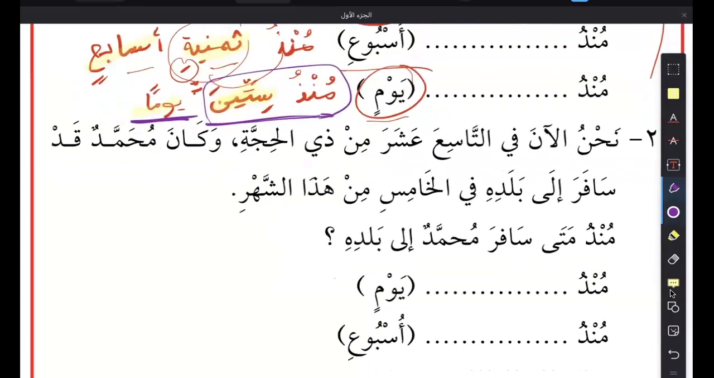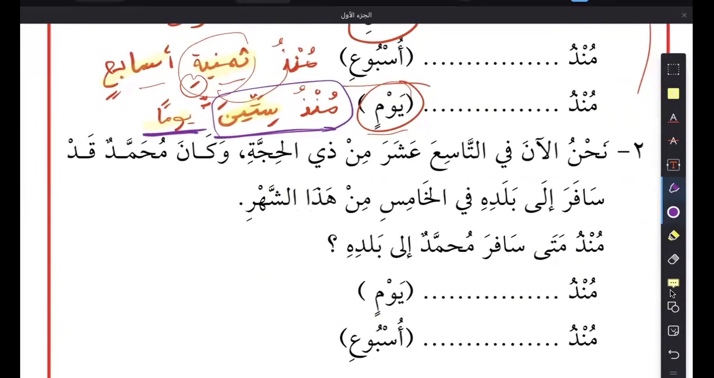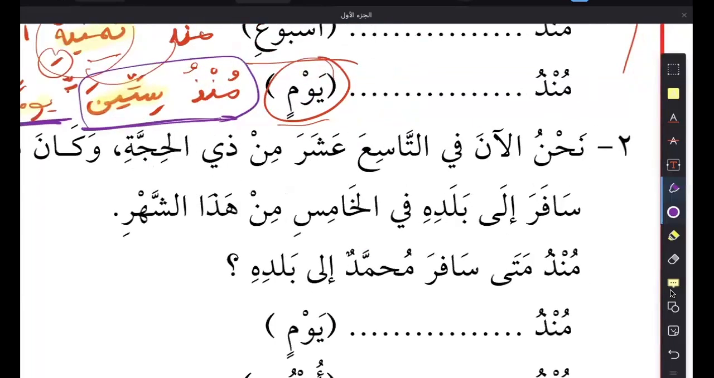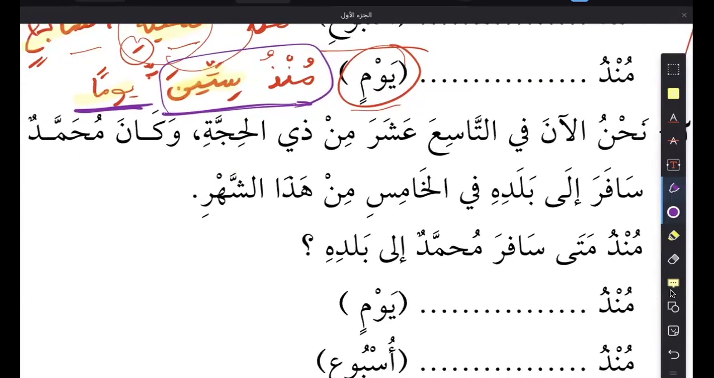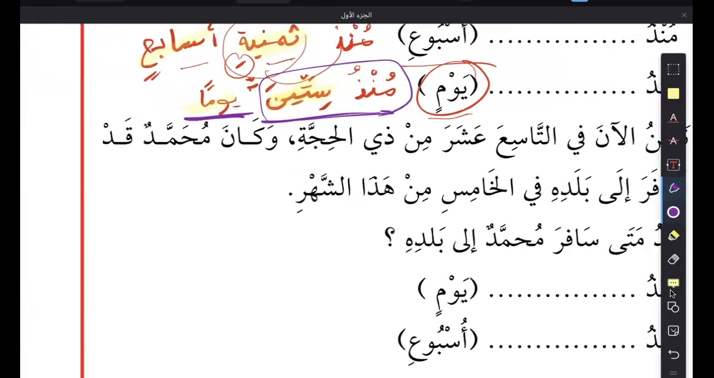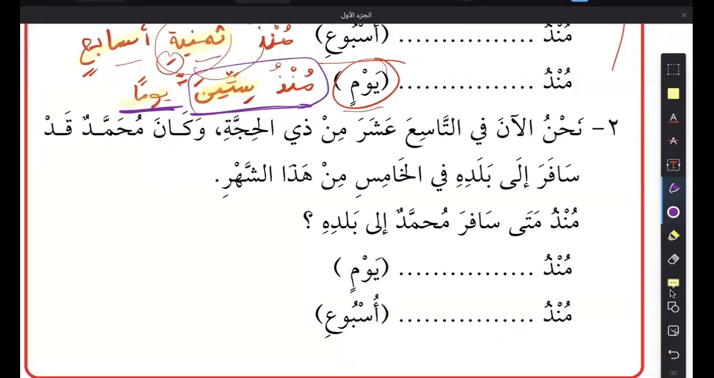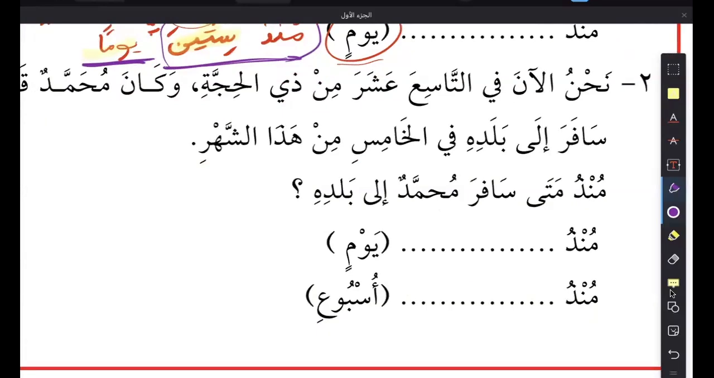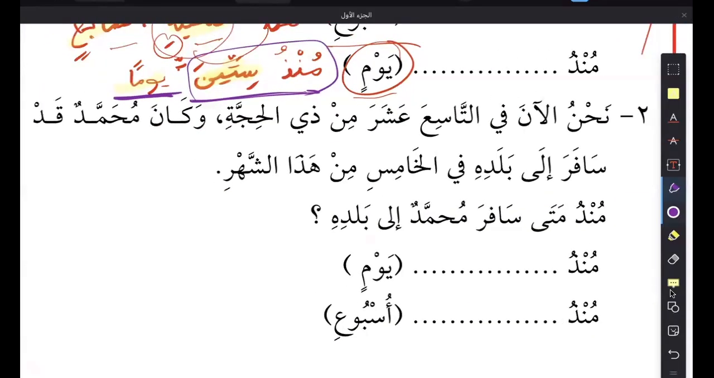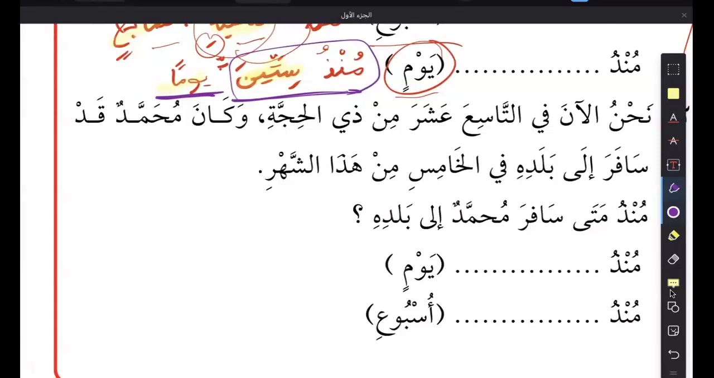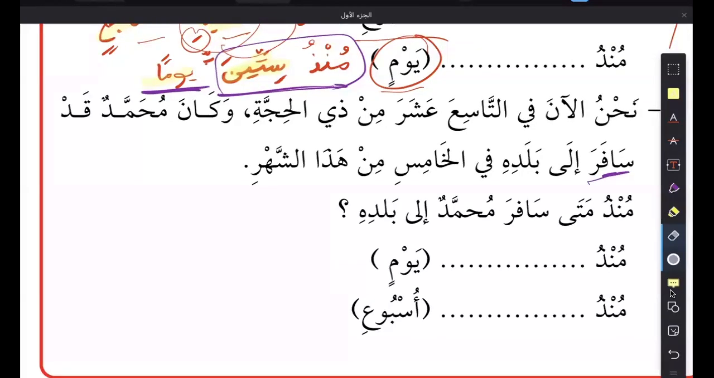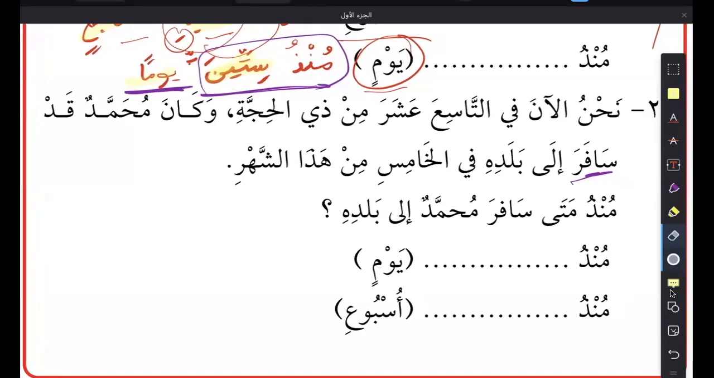So what we'll do is from here we'll probably skip. Maybe I'll just read a few of them and we'll not complete them. It says نحن الآن في التاسع عشر من ذي الحجة، وكان محمد قد سافر إلى بلده في الخامس من هذا الشهر. So we're in the 19th of Dhul Hijjah, and Muhammad قد سافر. We talked about قد. Muhammad traveled إلى بلده, to his country, but with the قد there is a sense of emphasis. في الخامس من هذا الشهر, on the fifth of this month. And then of course he will be asking those questions.